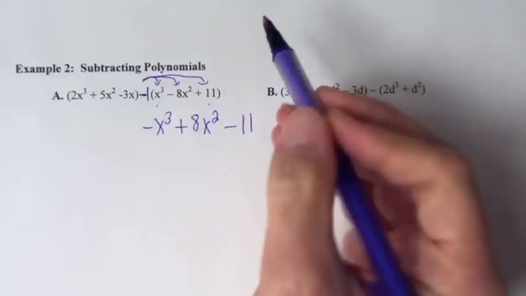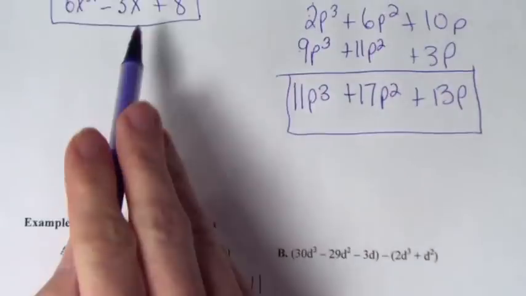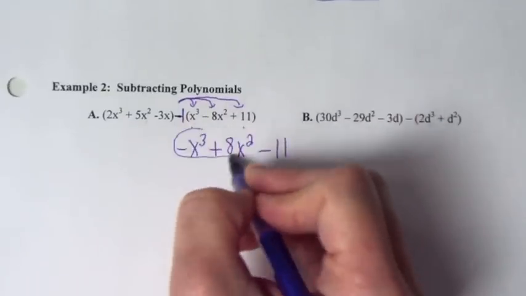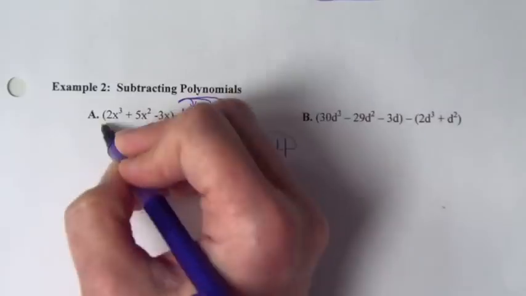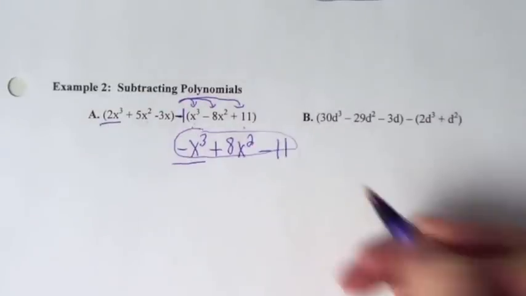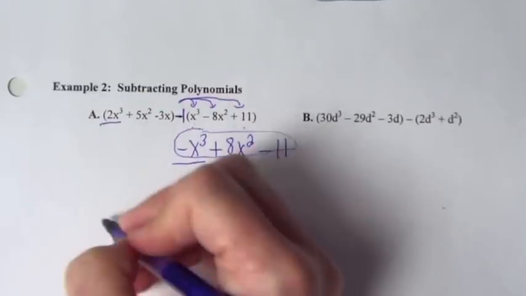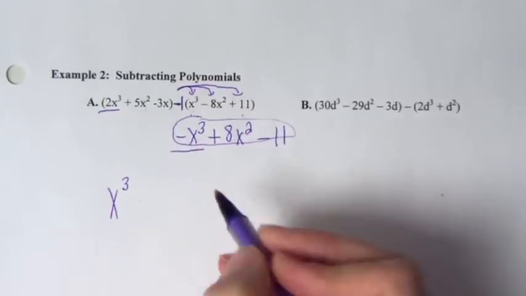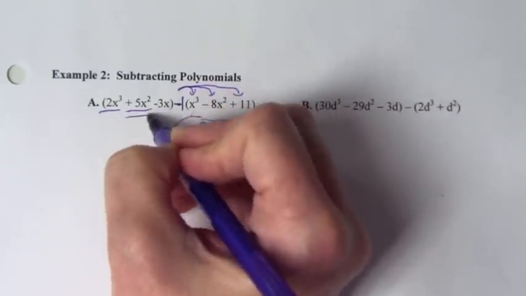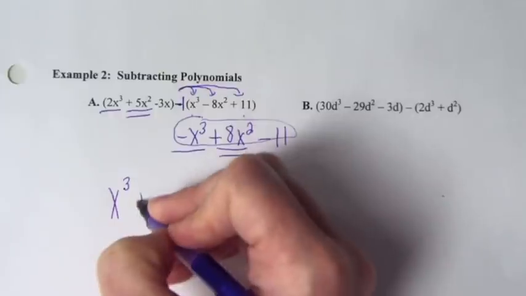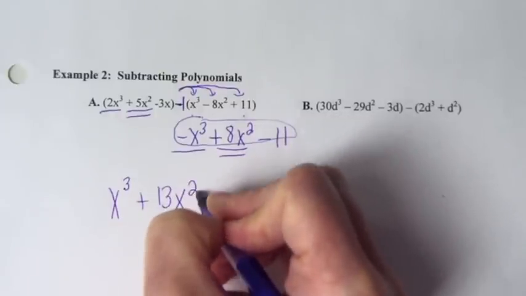So now we do like we did on the horizontal method up here. We're going to do the same thing down here, except we're now going to look at this new polynomial as opposed to the old one. So we're going to combine 2x cubed and negative x cubed. When we have 2 minus 1, we get x cubed. 1x cubed, but we don't have to write the 1. Then we have 5x squared and 8x squared. Those combine to get positive 13x squared.